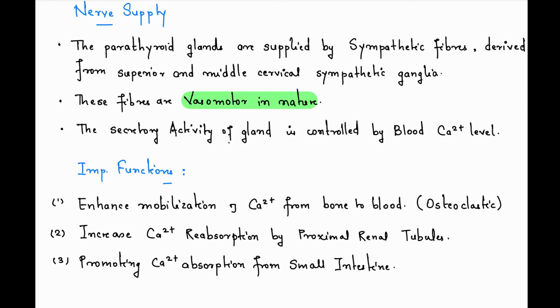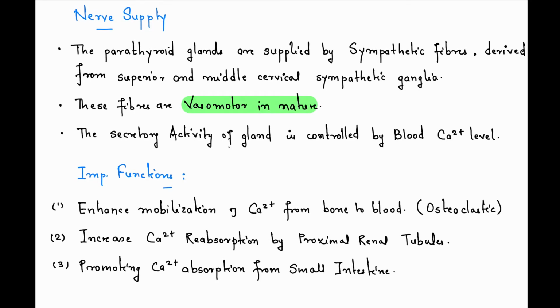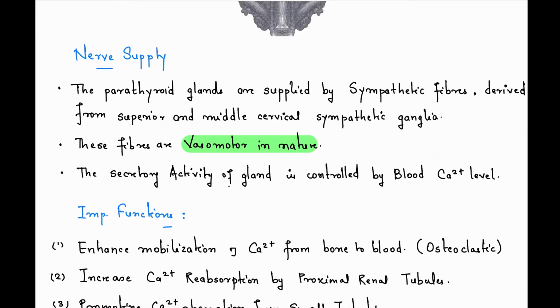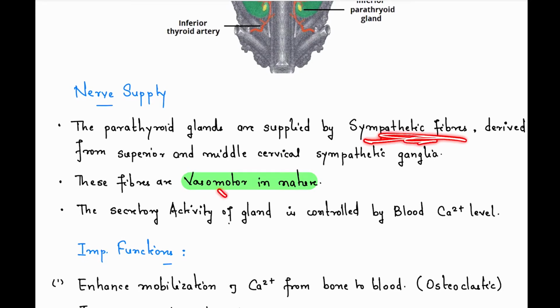Talking about nerve supply, the parathyroid glands are supplied by sympathetic fibers derived from superior and middle cervical sympathetic ganglia. These fibers control only the blood vessels, like they are only vasomotor in nature. They are not involved in secretory activity. The secretory activity of gland is controlled by blood calcium level. So the fibers that supply are only vasomotor.